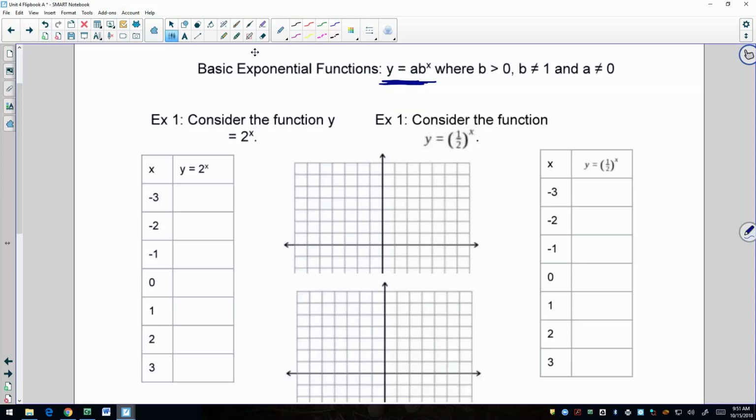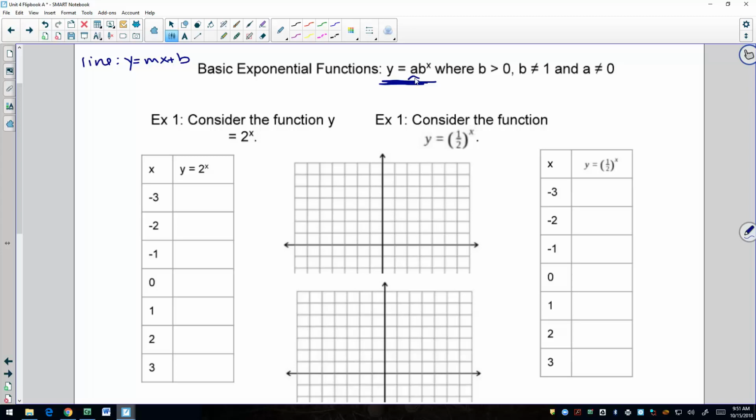Just like in the equation of a line, you will recall in a line it was y equals mx plus b. That was one of the forms. And you needed to know two things. You needed the slope and the y-intercept. Well, it is very similar with exponential functions. You need to know two things.